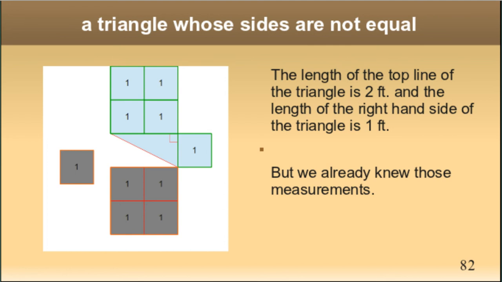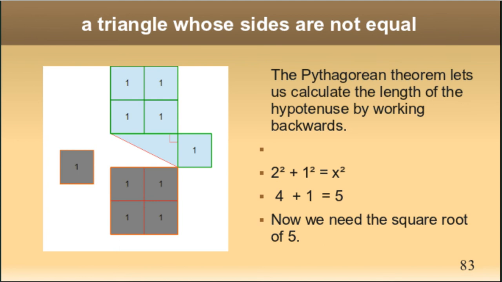The length of the top line of the triangle is 2 feet, and the length of the right-hand side of the triangle is 1 foot, but we already knew those measurements. And the Pythagorean theorem lets us calculate the length of the hypotenuse by working backwards. We're backing into it. We're saying 2 squared plus 1 squared equals the length of the hypotenuse squared. So that's the same thing as saying 4 plus 1 equals 5. Now all we need is the square root of 5.